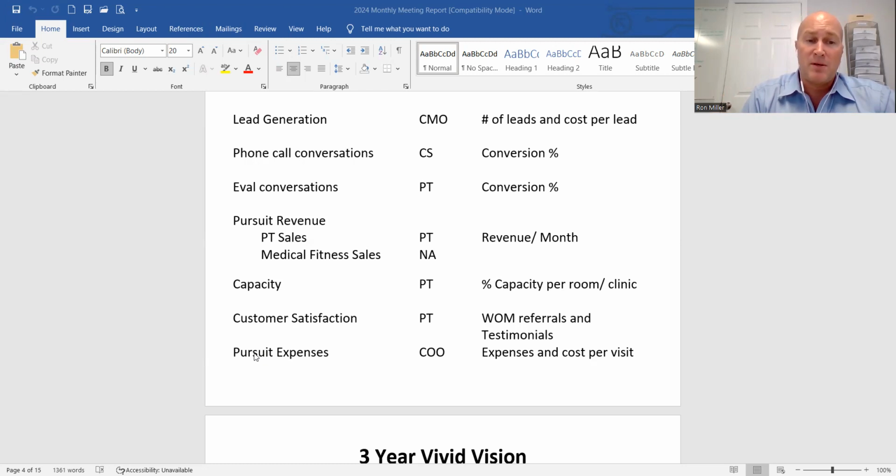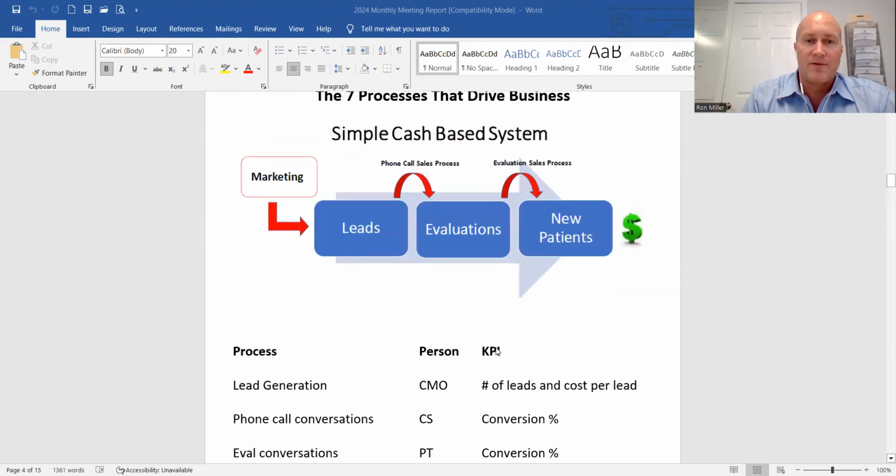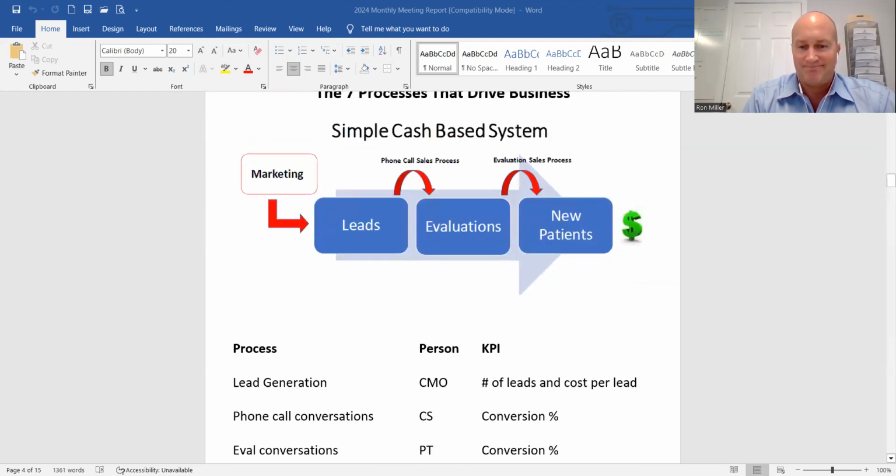And then the last one's going to be Pursuit expenses. The chief operating officer does this, and we just look at total expenses per month. And then what is the cost per visit? And then you can calculate those things. And that's the 7 drivers of business.